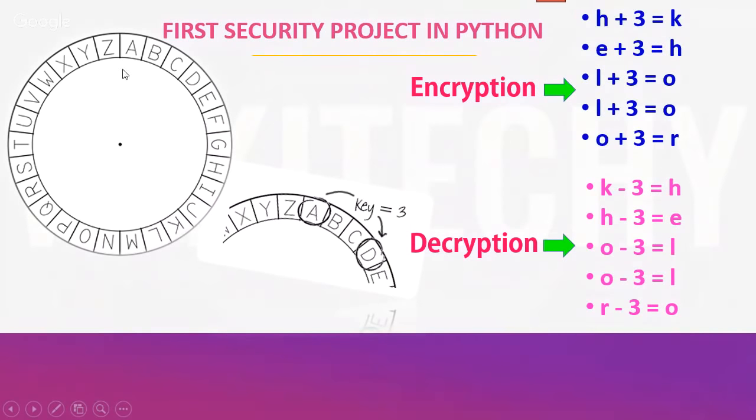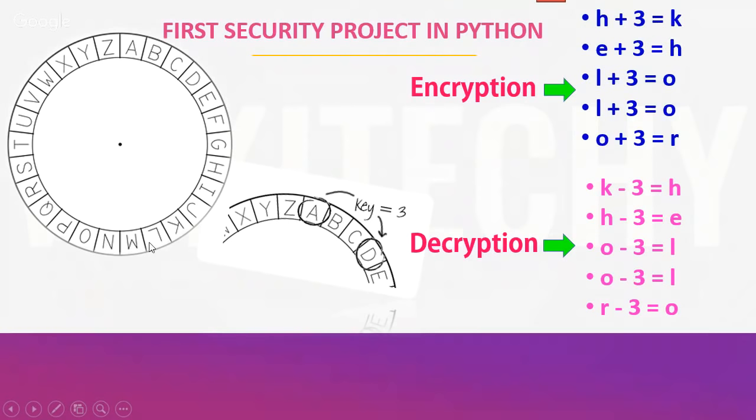So my ABCD is here. I'm trying to make an encryption and decryption process in my first security project. Say I give the word hello, and I give a key. If it is A, 1, 2, 3, the key is 3, so it will print D. So H, 1, 2, 3, K is printed.